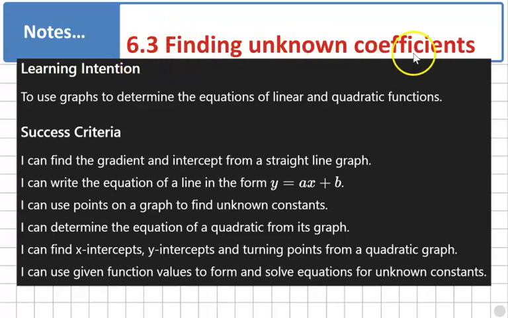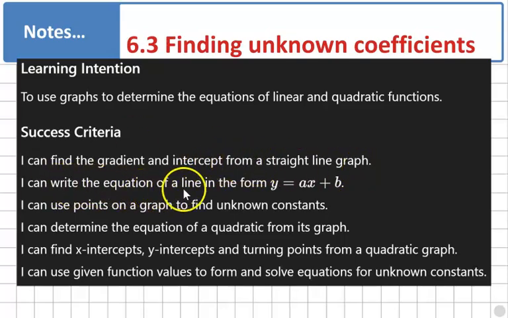6.3 Finding unknown coefficients. Learning intention: to use graphs to determine the equations of linear and quadratic functions. Success criteria: I can find the gradient and intercept from a straight line graph.